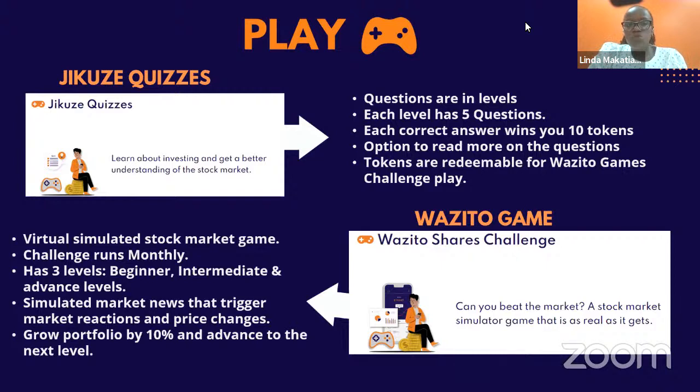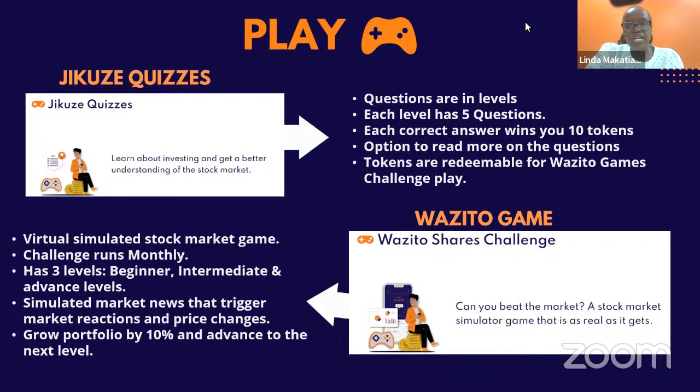We have 3 levels on this, where you start off as a beginner and you have access to 15 virtual companies that you can trade in. What we've done is these virtual companies mimic the real companies that are listed on the Nairobi Securities Exchange. Once you're able to grow your portfolio on the beginner level, you advance on to the intermediate level. And then from the intermediate level, you advance on to the advanced level.